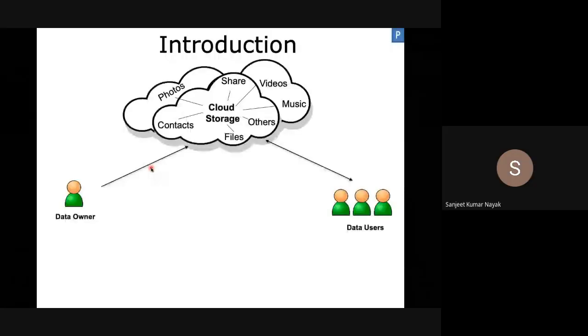So just to summarize, till now what we understood is that there are some data owners whose job is to send the data to the cloud storage because they don't have enough storage, or they want to publish all their things in the cloud. So they will share photos, contacts, files, videos, music, whatever is their wish, in the cloud, and there will be some data users who need that service, right? So therefore they will use it.